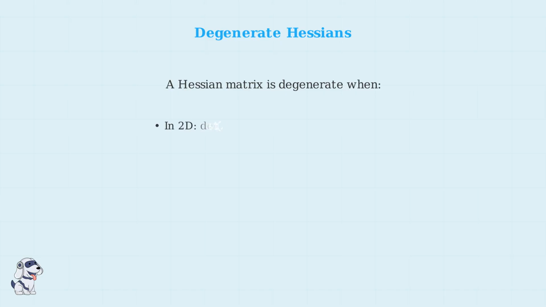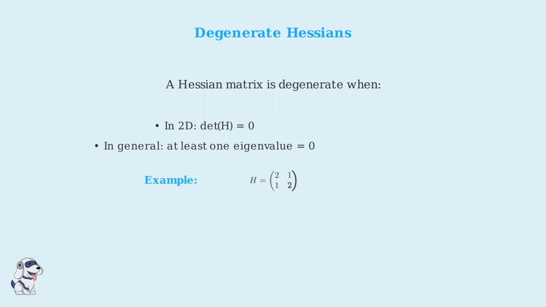In our analysis of Hessian matrices, we sometimes encounter special cases called degenerate Hessians. These require different approaches than the standard eigenvalue analysis we've discussed. A degenerate Hessian occurs in two main scenarios. In two dimensions, it happens when the determinant of the Hessian matrix equals 0. In higher dimensions, it occurs when the matrix has at least one eigenvalue equal to 0.